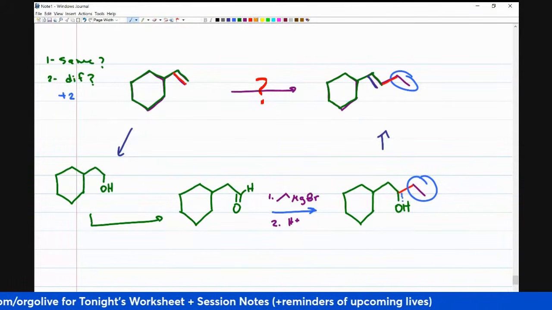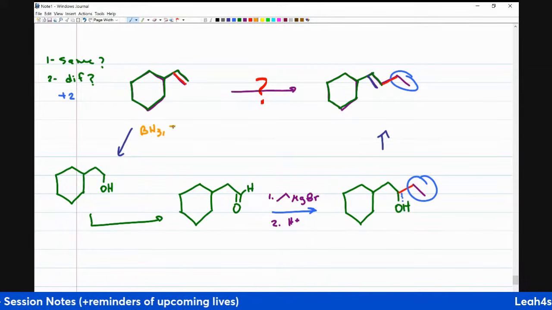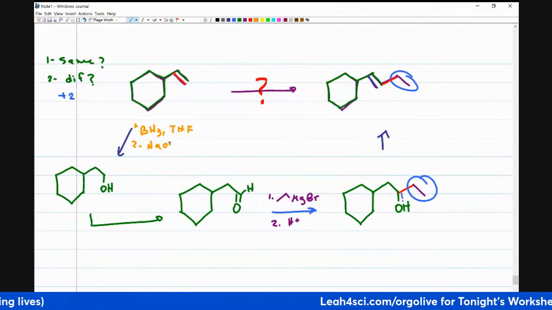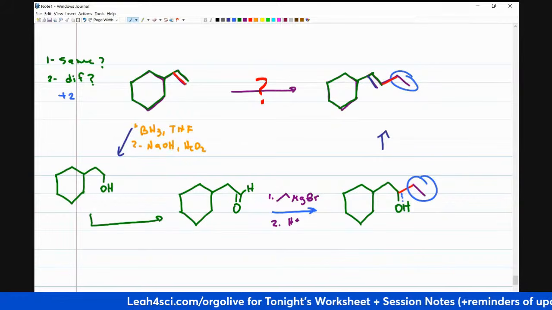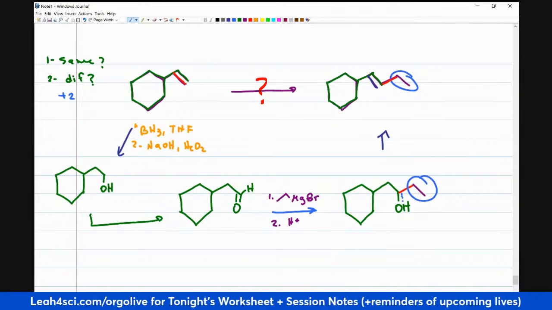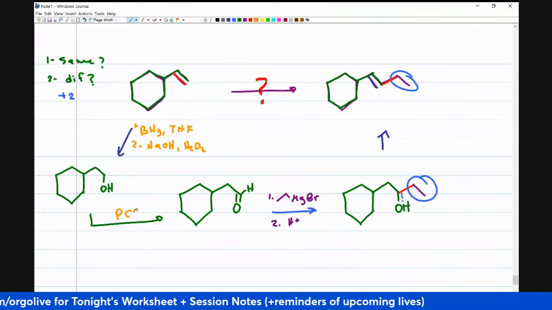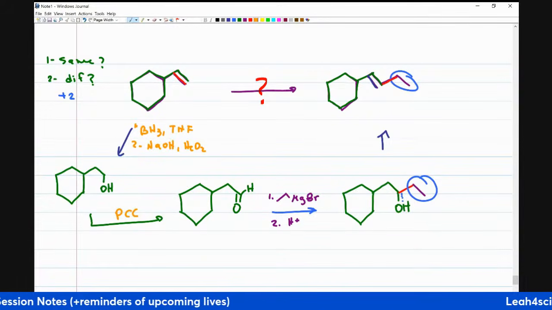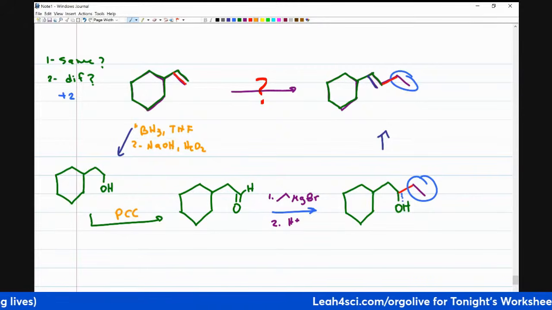The first reaction is something you covered in Orgo 1. This would be BH3, THF, step 1. Step 2, NaOH, H2O2. I think earlier in the session I forgot THF, but it should have been there. Once I have my alcohol, I want to turn it only into an aldehyde. I don't want to go to the carboxylic acid, so that would be PCC. Remember, PCC is approved. It doesn't go all the way. The Grignard I already filled in because we were talking about it.